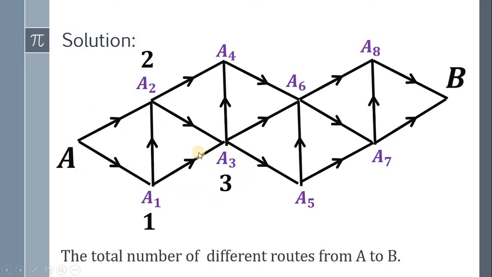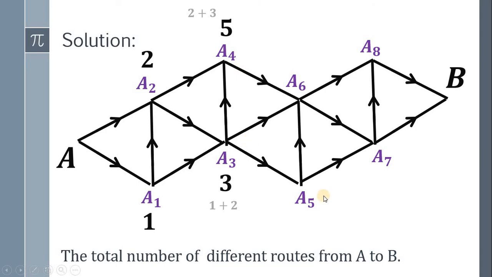Now notice, to go to A sub 3, we need to go first to A sub 1 and then A sub 2. So in short, the total number of ways to go to A sub 3 is the sum of A sub 1 and A sub 2, which is equal to 1 plus 2, because 1 plus 2 is equal to 3. Now, how about A sub 4? How many different routes from A to A sub 4? This is the sum of A sub 3 and A sub 2, which is equal to 5. So we have A sub 2 plus A sub 3. We have 2 plus 3.